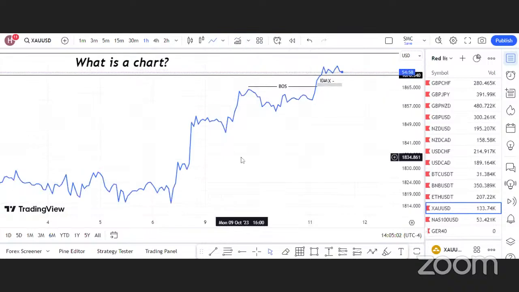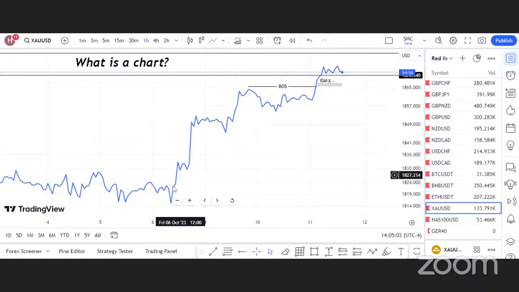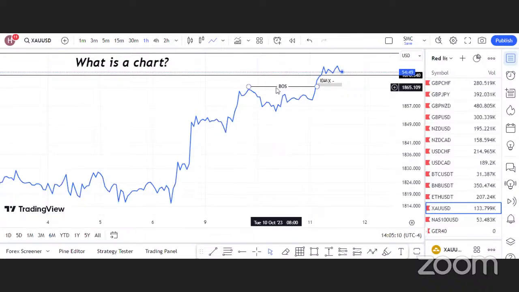Then we have the line chart. This is how the line chart looks like. When I was just starting out, there was a time where I used this line chart. Look at the market right now. This is where I drew my breakout structure, but the reason why it's here is because this is where the body started from.